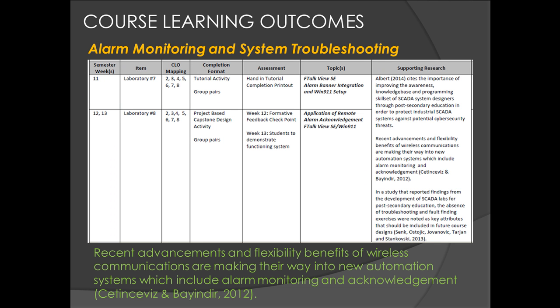Finally, Tutorial and Programming Design Labs 7 and 8 introduce students to two emerging attributes found in new SCADA systems: the application of wireless technologies for system communication and the reporting of system alarms and acknowledgements. Recent advancements and flexibility benefits of wireless communications are making their way into new automation systems, which include alarm monitoring and acknowledgement.